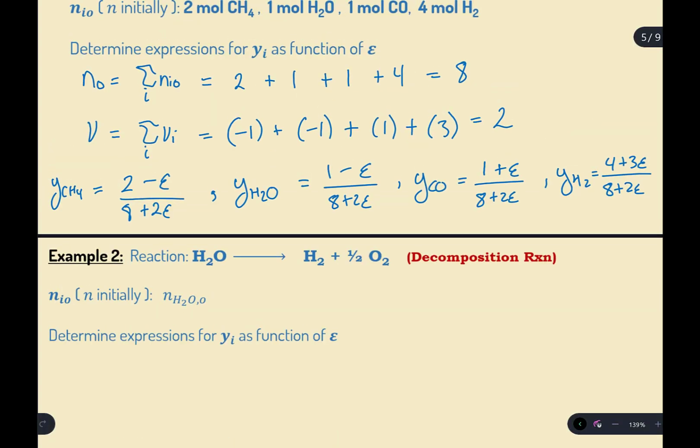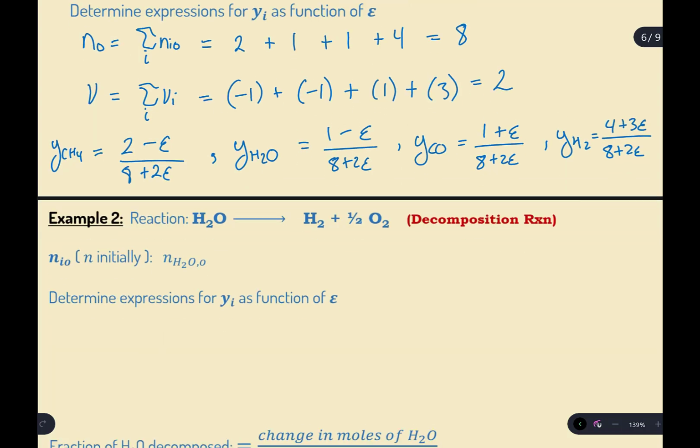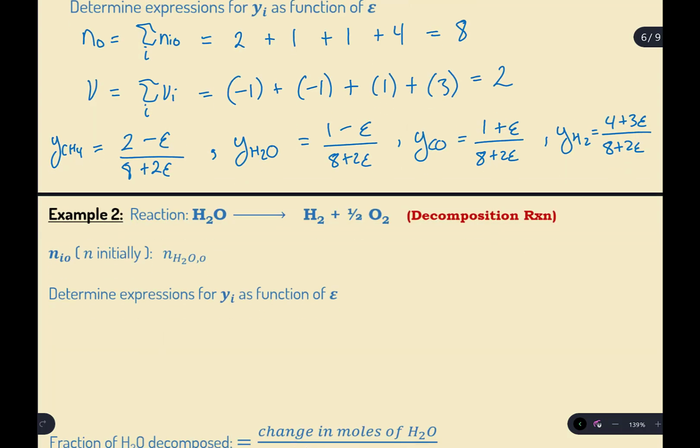I mean, you start with the same steps. You do these two first, and then you move on to the fraction. So initially, the number of moles, in this case, let's write this in black. So N naught is equal to the sum of all my initial species. But in this case, we only have one. We only have water, and that's what it says here. So in this case, it's just going to be simply NH2O naught.